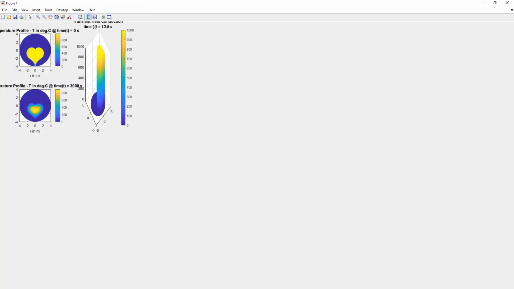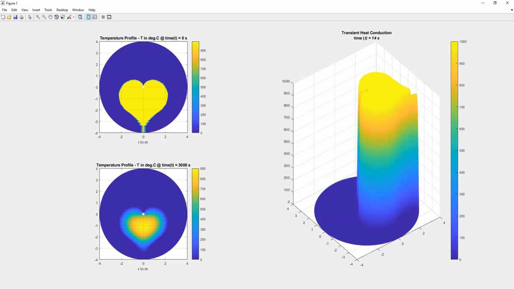Now we can go back to MATLAB and see how it's doing for the second time we were running it. It's going to run for 3000 seconds, and now it's at 15.8 or 16 seconds.